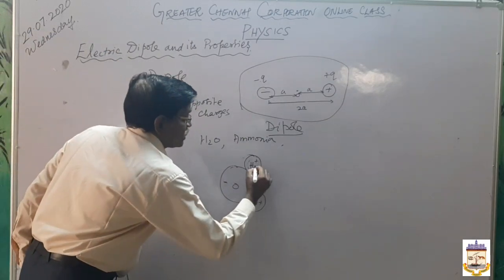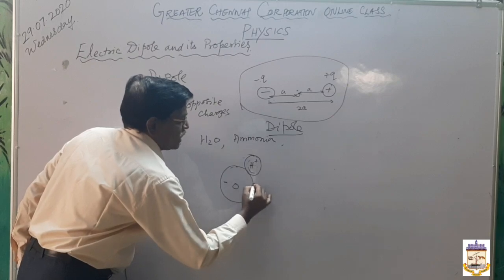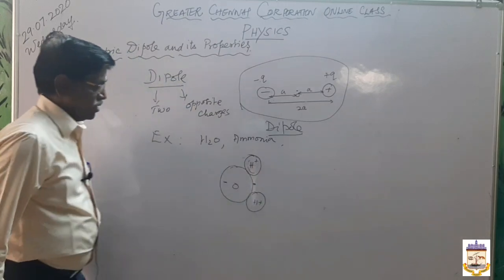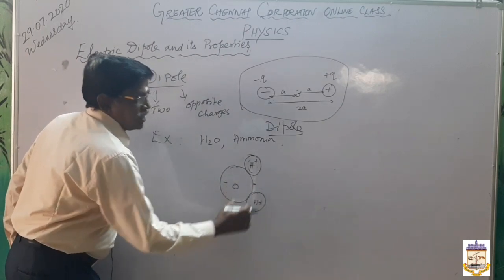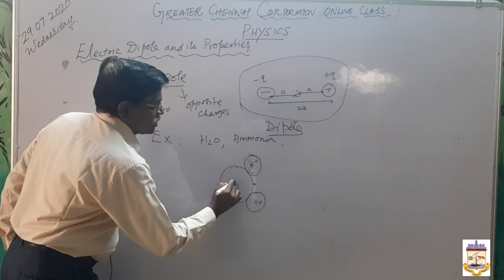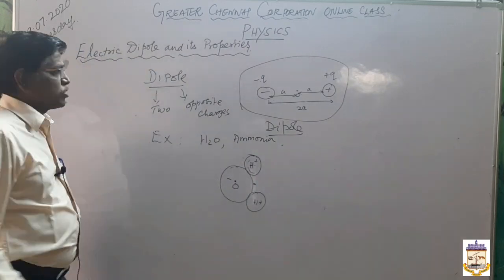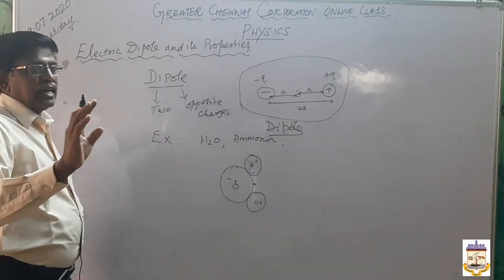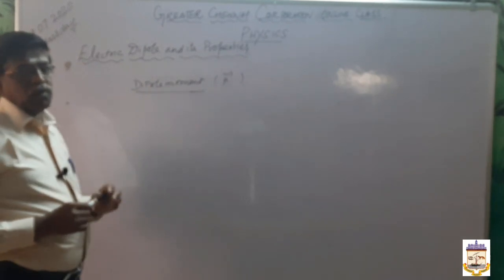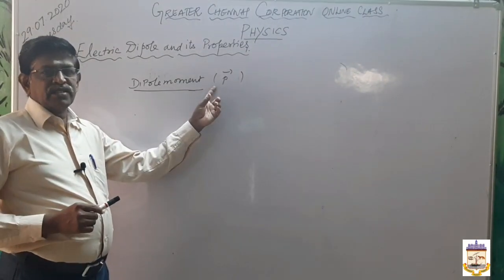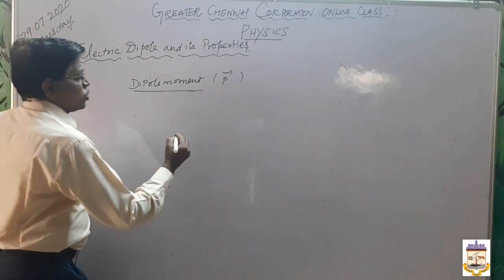The center of the two positive charges will lie exactly at this point. So the negative charge and the positive charge are separated by a finite distance. That is why it is called the dipole. Next, we are going to see the dipole moment. The dipole moment is represented by the symbol P vector.